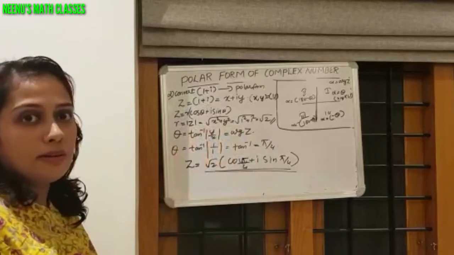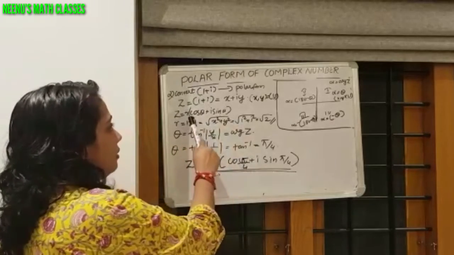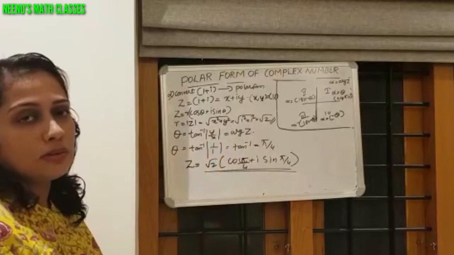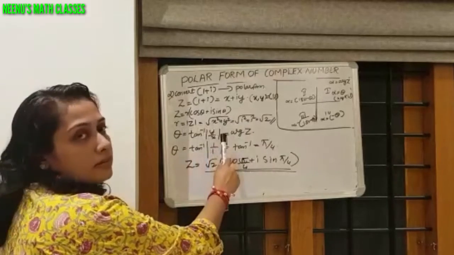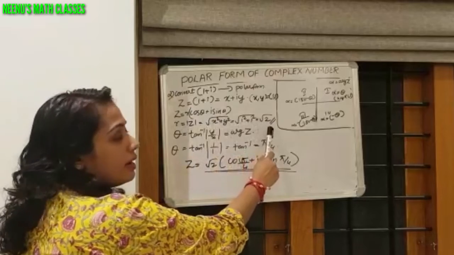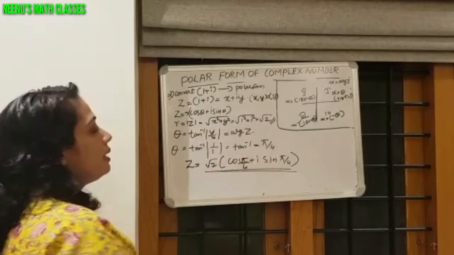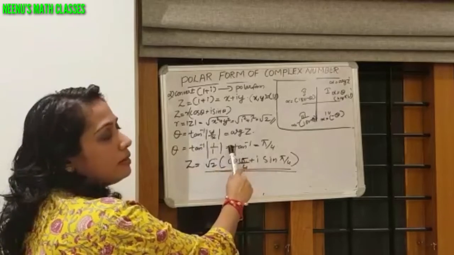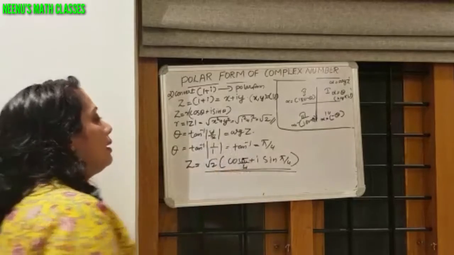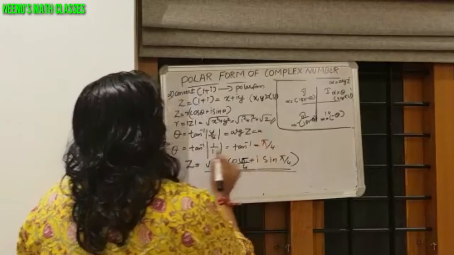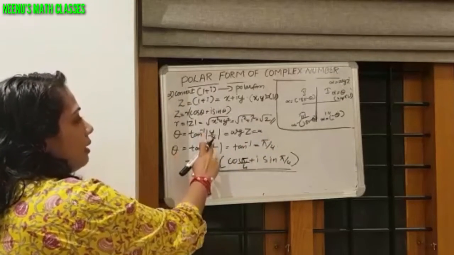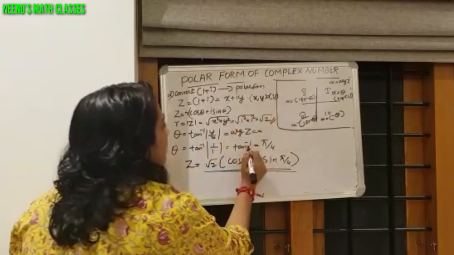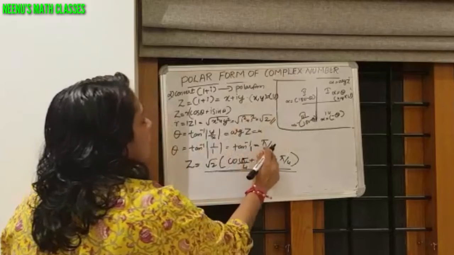We know the polar form is Z equal to r cos theta plus iota sin theta. What is r? R is the modulus of Z, which is equal to square root of x square plus y square. We got root 2. Also we want to find theta. Theta equal to tan inverse of mod y by x, which is known as the argument of Z. Take it as alpha. Then theta equal to tan inverse of y by x, that is 1 by 1, tan inverse of 1 equal to pi by 4.